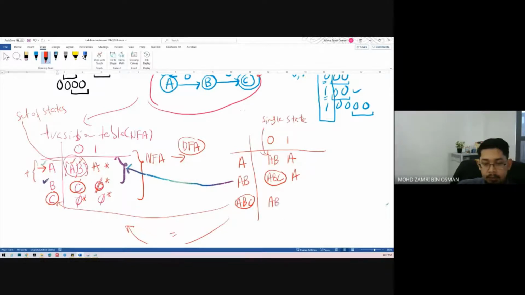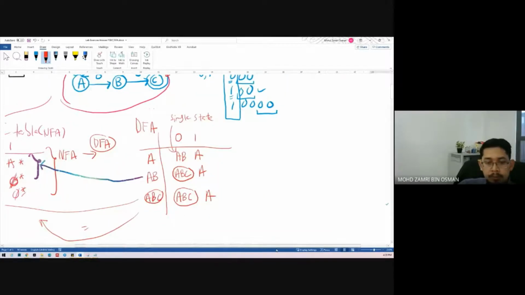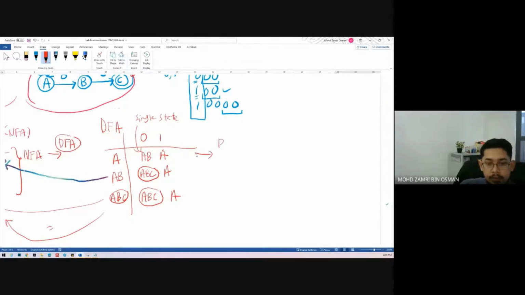So we have A, B, C, the end state, and for the input 1 here, for the state ABC, in the NFA here we have a C, so we have A, phi, and phi. If we union together A, phi, and phi here, we still have A, because we only have the A state in this table. Right now we have the DFA transitions table. From this table, we can represent the DFA diagram. And this one is very straightforward because we just map whatever we have in this table into a diagram.